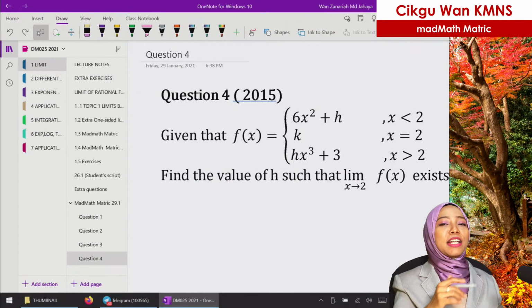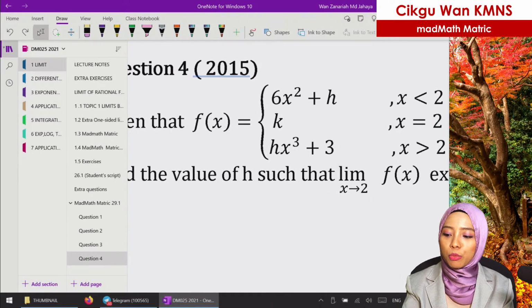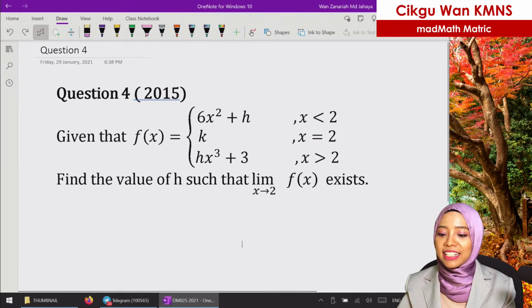Okay, I nak announce sekejap. Kita ada satu lagi question. Dalam masa yang sama, siapa nak buat, boleh buat dulu. This is the last question.